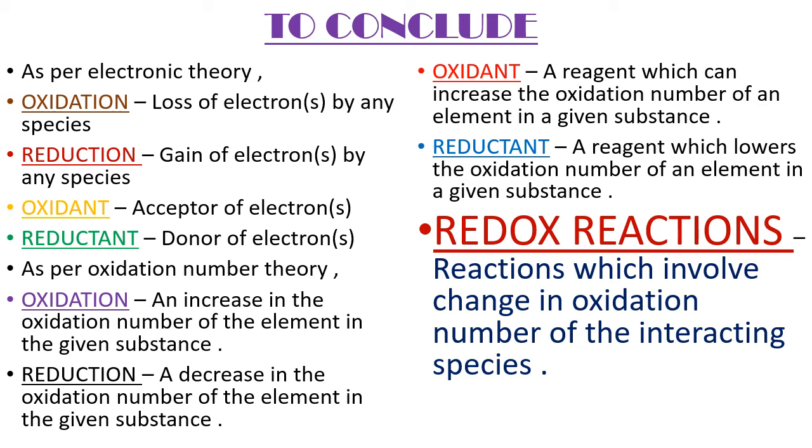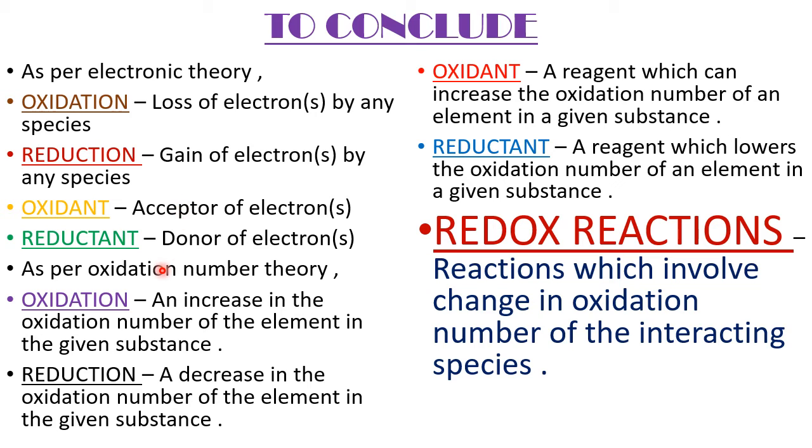So till now what did we discuss? We discussed what is meant by oxidation, reduction, reducing agent, oxidizing agent, and redox reaction. To conclude, this slide will give you the highlights of what we discussed till now. As per electronic theory, oxidation means loss of electron by any species, and reduction means gain of electron or electrons by any species, whereas oxidant is an acceptor of electron and reductant is a donor of electron. This is as per the electronic theory.